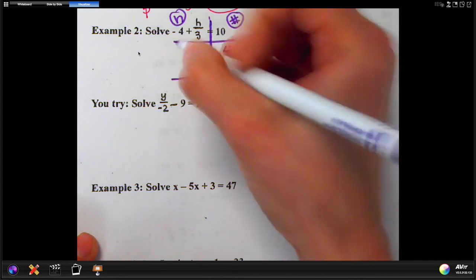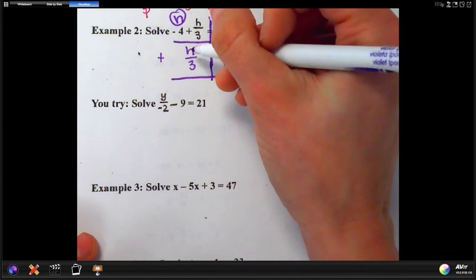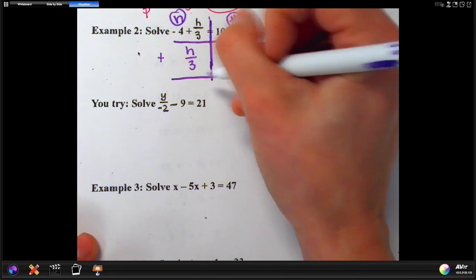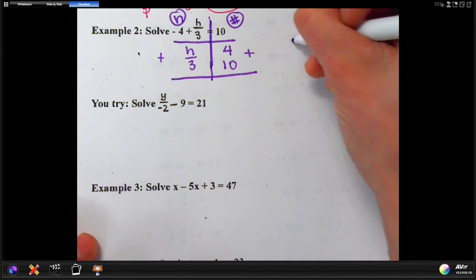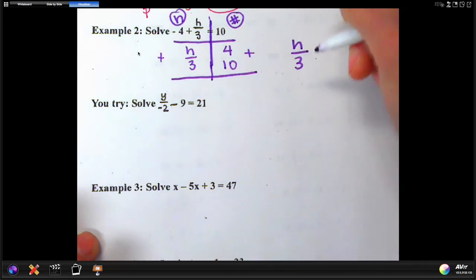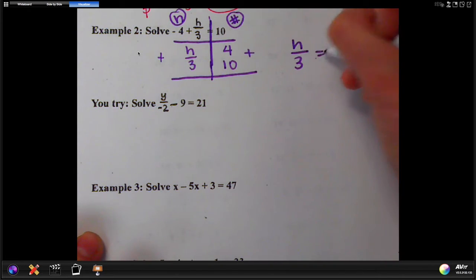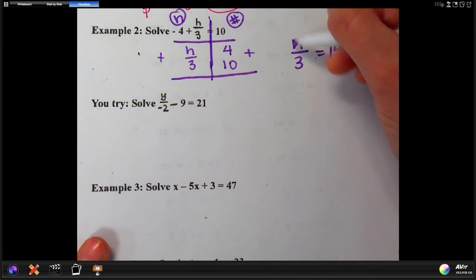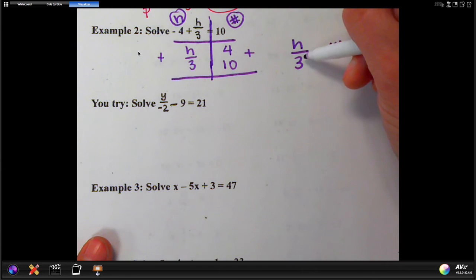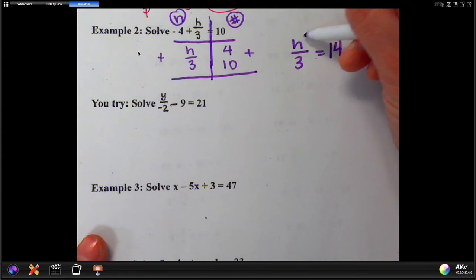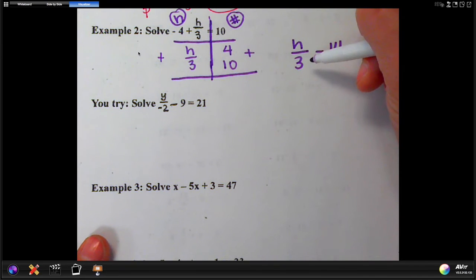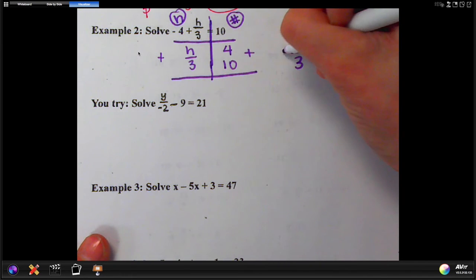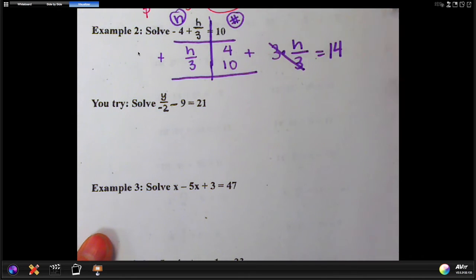We are again going to add on both sides. Well, h over 3 plus nothing is still h over 3, and actually I'm going to write mine over here because of space. 4 plus 10 on the other side gives me 14. And now we have to look. We're trying to get rid of the number that's still by the variable. Well, the opposite of h divided by 3 is going to be to multiply. So I'm going to multiply by 3 to get rid of it and multiply by 3 over here so that I can get my answer of h equaling 42.